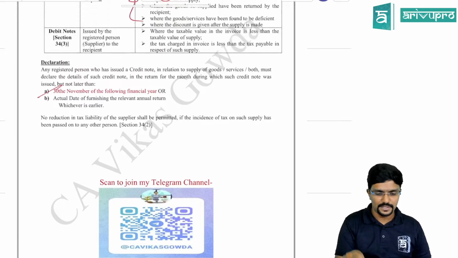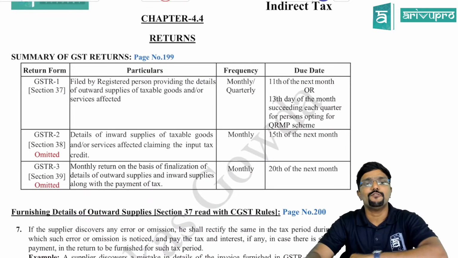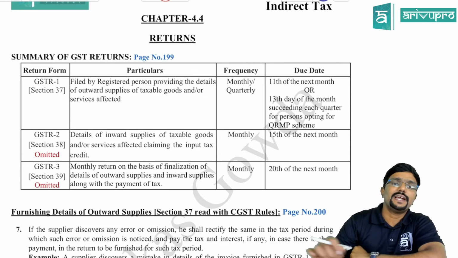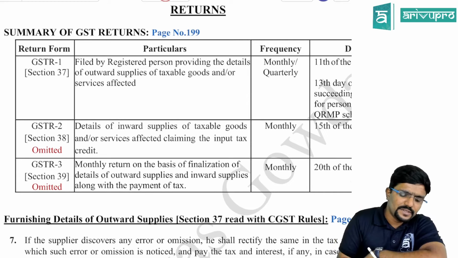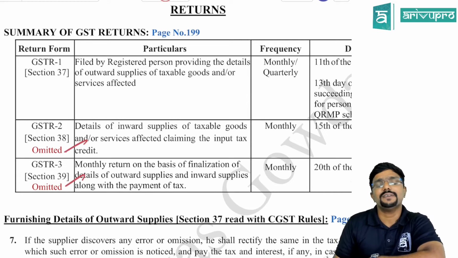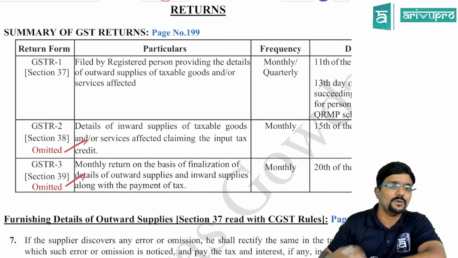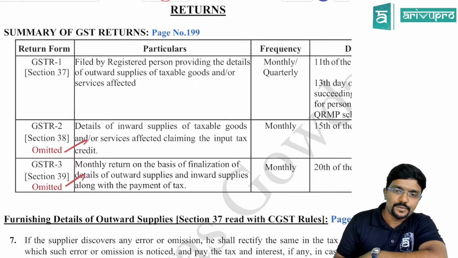Clear guys? Yes. Chalo, we'll go to the next topic. Chapter 4.4, which talks about returns. Summary of GST returns. Come to page number 199. There GSTR 2 and 3 was there, which I had given as suspended. Now they have completely omitted it. They have completely removed it, guys. Previously this was suspended, means they told any day we can bring it back, but now they have completely removed it, means omitted it. Okay.